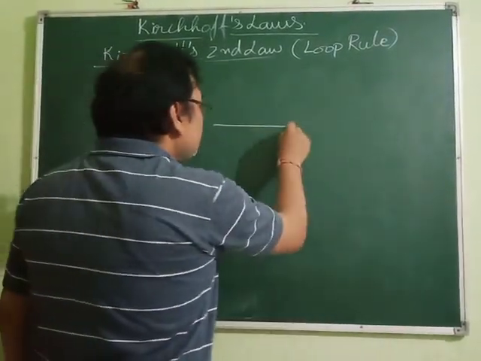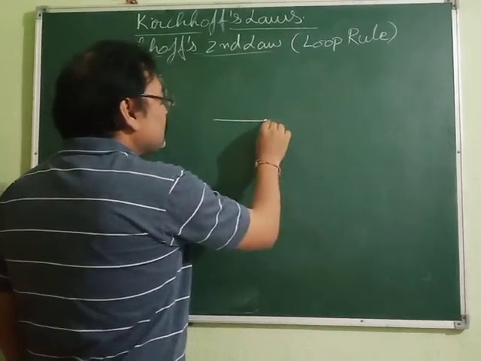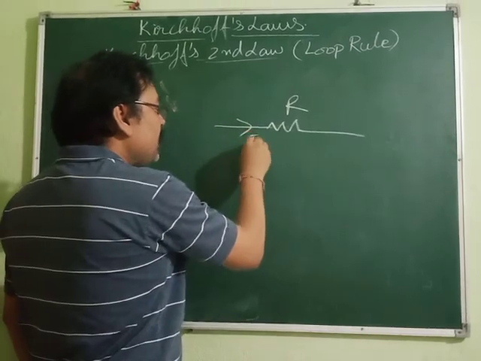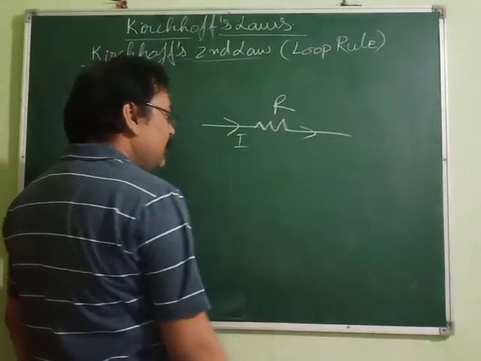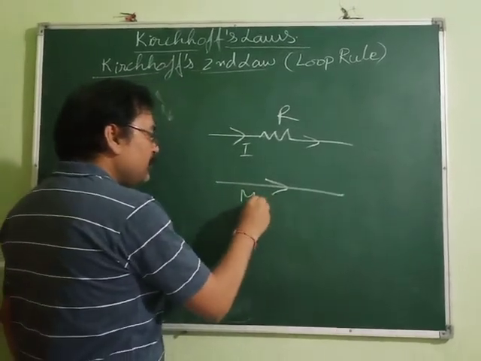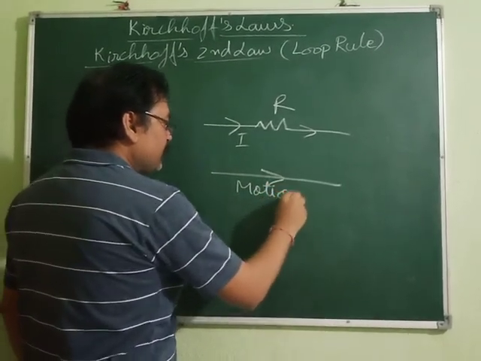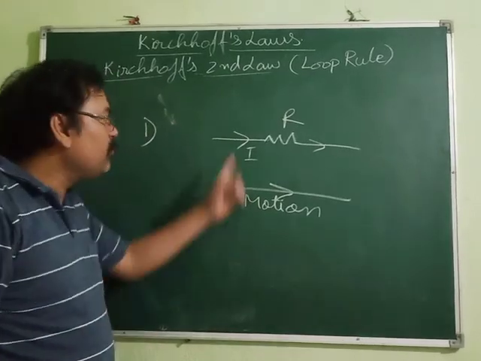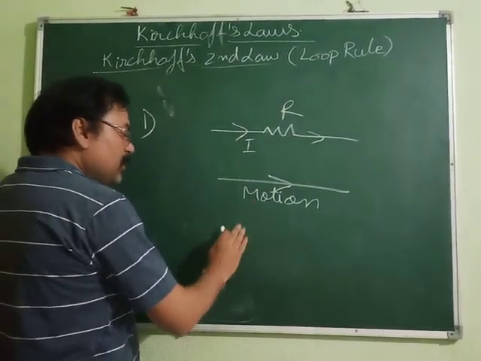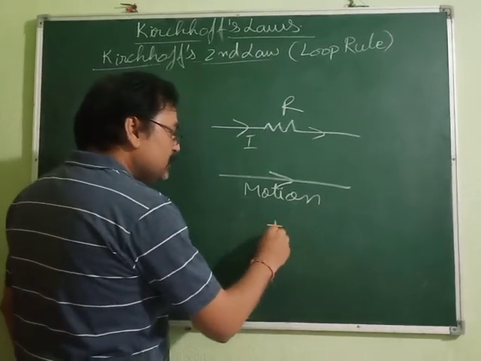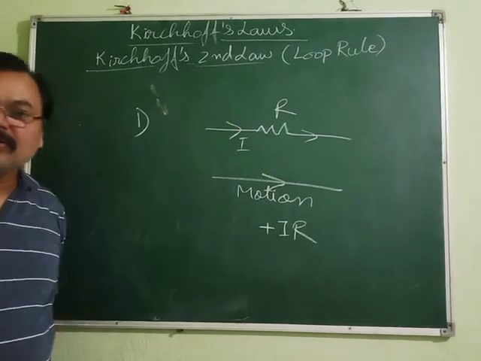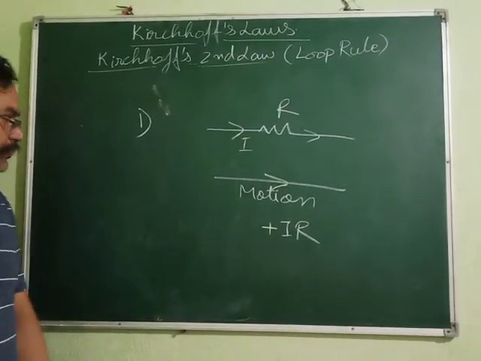Now we can show it symbolically, like this. This is a resistor having a resistance R, and current I is flowing in this direction, and you are also moving in this direction. This is the direction of motion. Both are the same, direction of motion and direction of current through the resistor. Then the potential difference will be plus IR. Please note it down, because this is going to be very helpful for you.